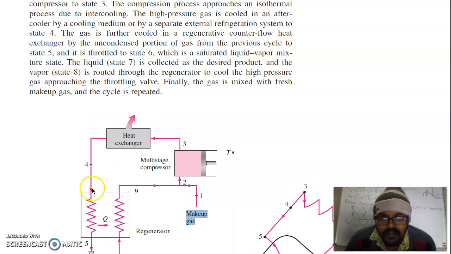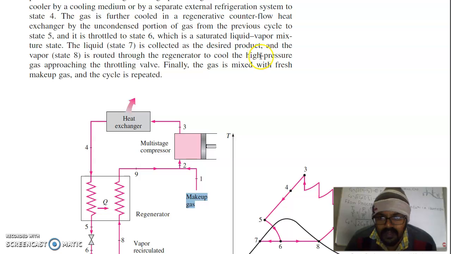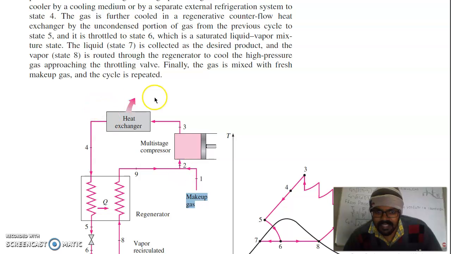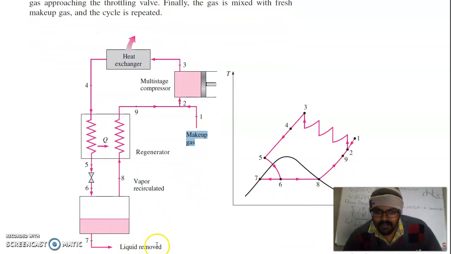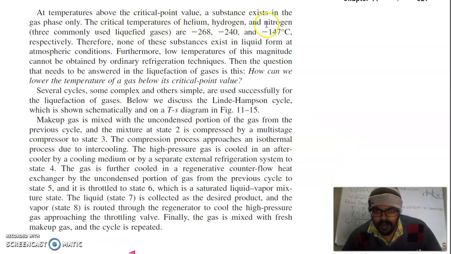to 9. The liquid state 7 is collected as a desired product, and the vapor is routed through the regenerator to cool the high pressure gas approaching the throttle valve. Finally, the gas is mixed with fresh makeup air. So again mixing is done, and the cycle is repeated, and whatever liquid is collected, we can use for our low temperature liquid. The critical temperatures of helium, hydrogen and nitrogen, 3 commonly used liquefied gases, are -268, -240 and -140 respectively. So these are produced with this method.